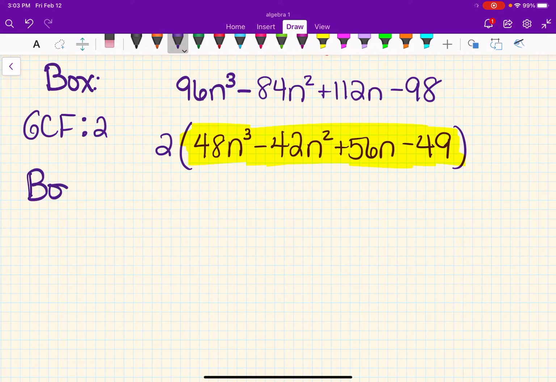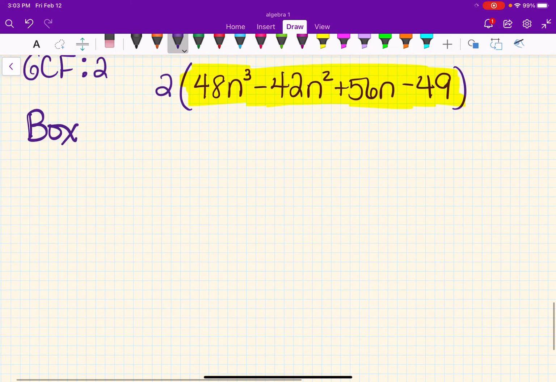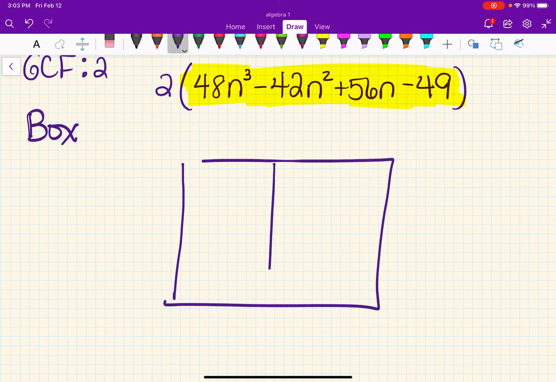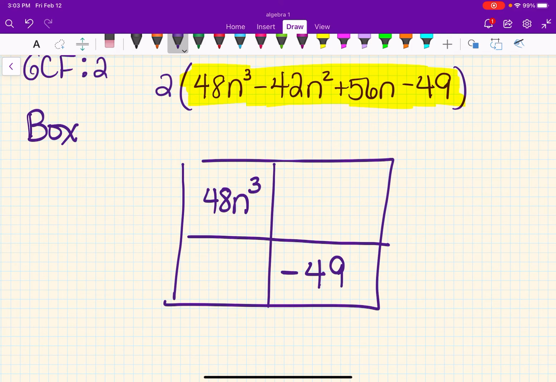In the box method step 1, we create a 2 by 2 box. Don't worry about that 2. We can bring it in at the very end. First term goes in the top left corner. Last term goes in the bottom right corner. Make sure you take the signs with it. If it's negative, make sure you put a negative on there. And then the middle terms just go in the other 2 leftover boxes or empty boxes. Notice I'm writing the terms.